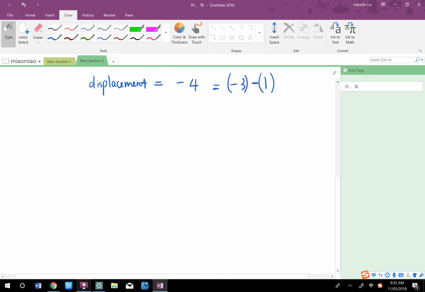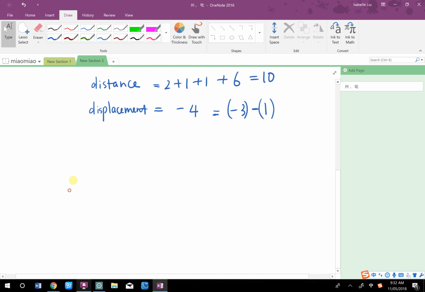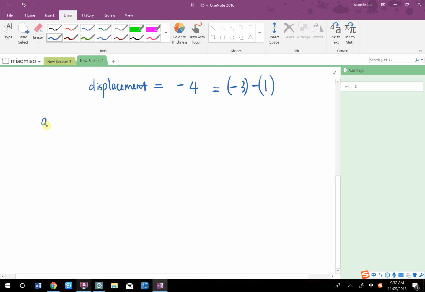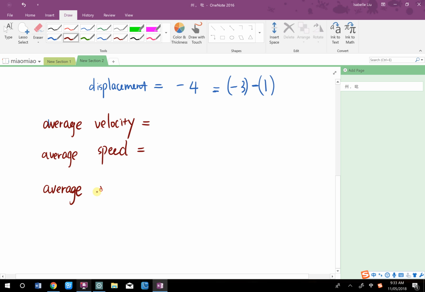Now we'll talk about 3 formulas related to this. The first one is called average velocity. The next one we talk about is average speed. The last one we talk about is average acceleration.